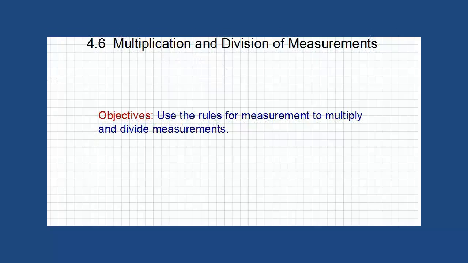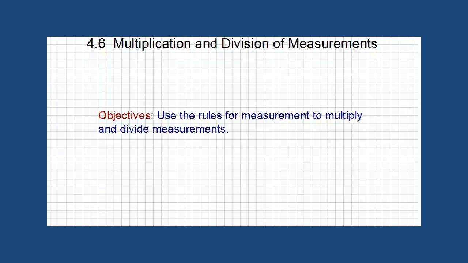Hello there. Welcome back with a new lesson 4.6 Multiplication and Division of Measurements. Our objective for this lesson is to learn how to use rules for measurement to multiply and divide measurements. To be consistent, when multiplying or dividing measurements, the product or quotient can be no more accurate than the least accurate measurement.